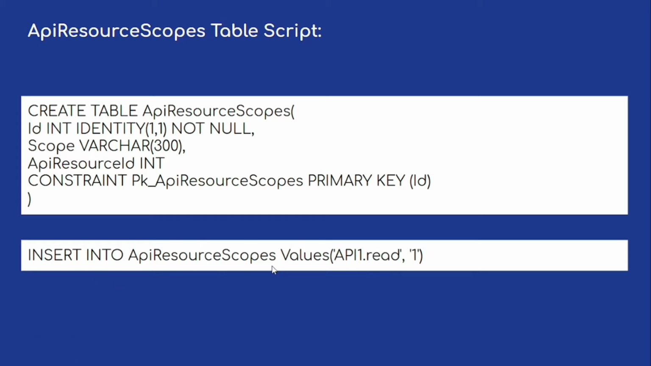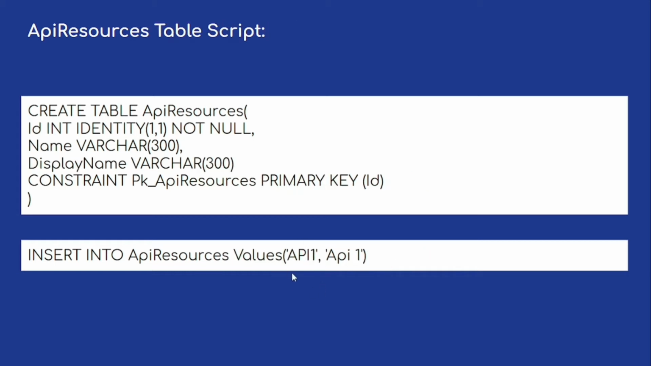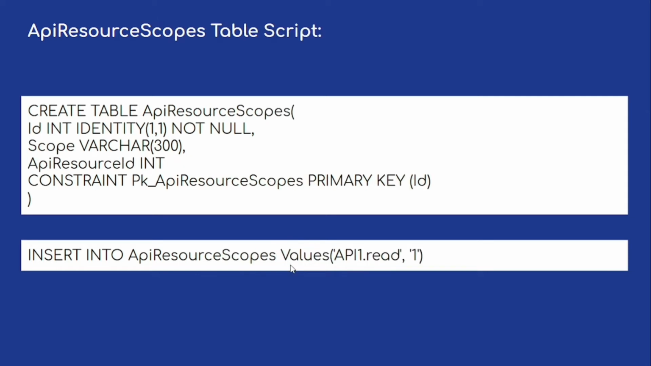If you observe here, our scope value is like api1.read. That is nothing but the namespace API1 taken from the API resource. Here you can see the name of the API resource. Okay, so let's create a class for it.